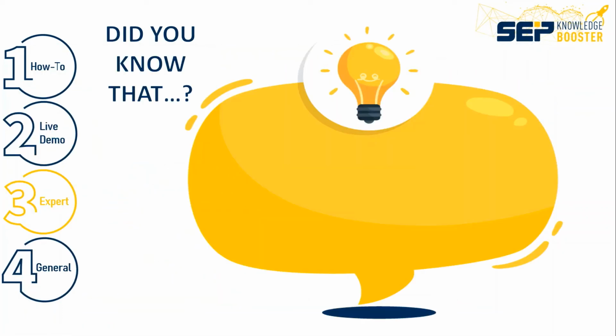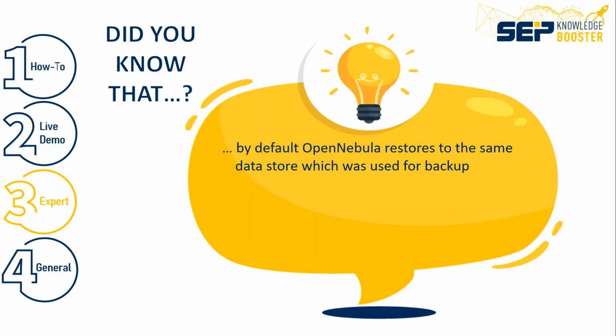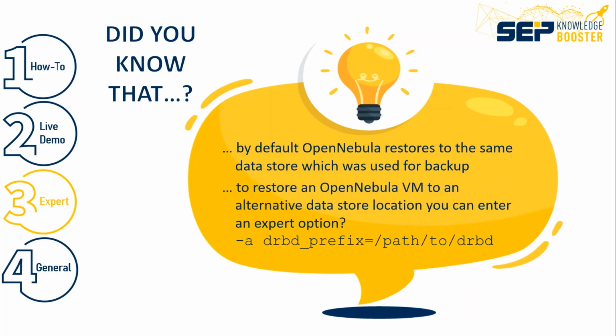Now we are coming closer to the end, and I would like to talk about some expert functionality, expert information to provide you. As I have told you, by default, OpenNebula restores to the same data store which was used for the backup. However, sometimes you have the request to restore to some other data store, and it is possible with our expert option in our GUI to set the path to another data store.